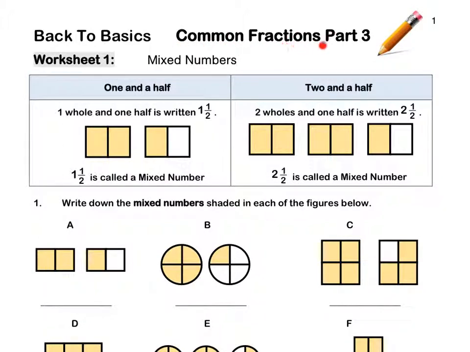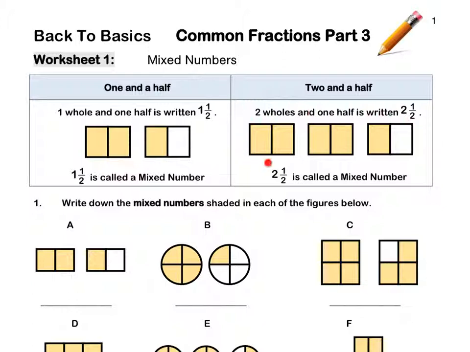Common Fractions Part 3: Mixed Numbers. In this diagram, one whole and one half of a whole has been shaded. One whole and one half is written as 1 and a half. This is called a mixed number.